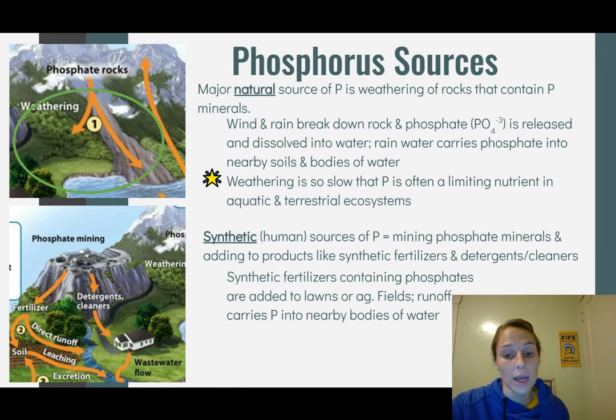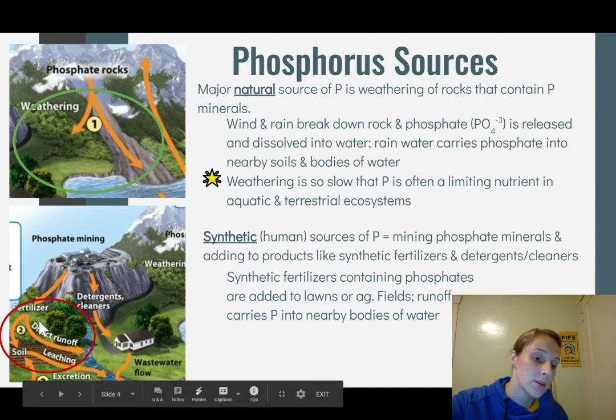And one of the problems that can happen with this is you end up getting runoff that will carry the phosphorus into nearby bodies of water. So if you look at this fertilizer that's applied, it goes into the soil through leaching, or direct runoff can get into the local water.